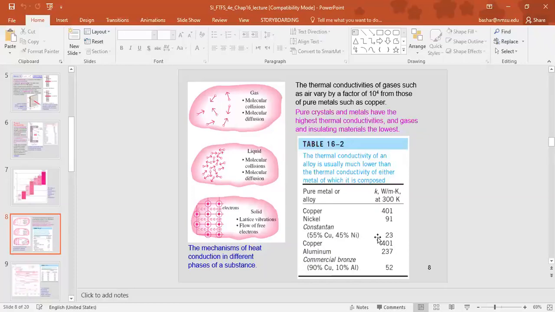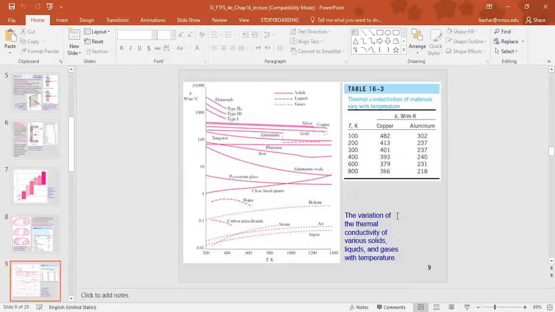the value for the thermal conductivity reduces as much as 23, while copper and aluminum pure are 401 and 237 respectively at 300 Kelvin temperature, while an alloy of the commercial bronze, which consists of 90% copper and 10% aluminum, reduces to as much as 52 watt per meter Kelvin.